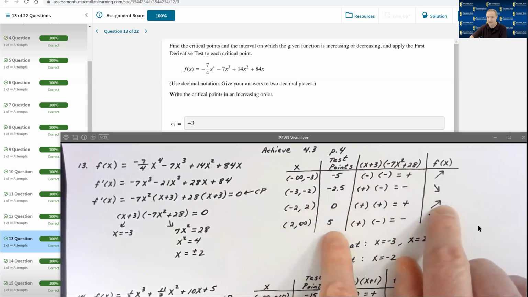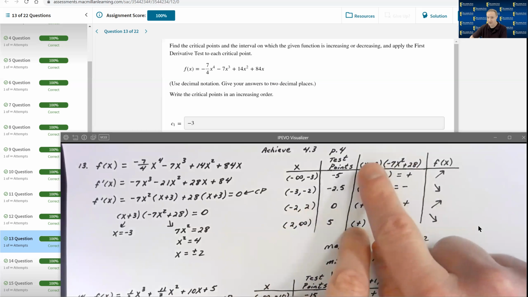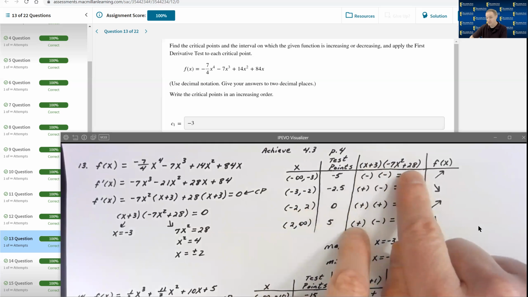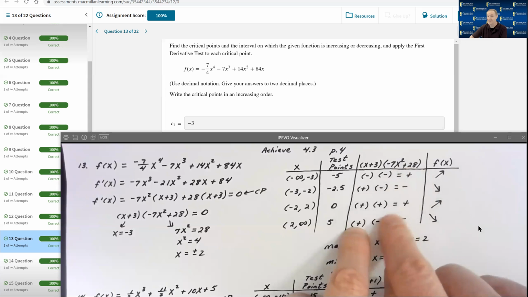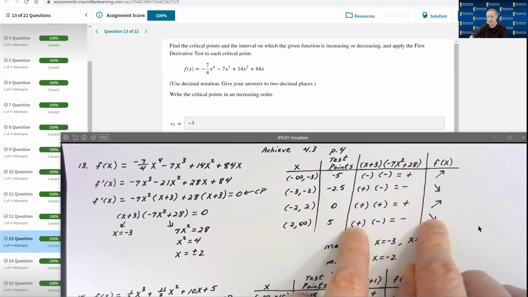Now, between 2 and infinity, I plugged in a 5. When you do that, your first factor is going to be positive. For your second factor, you would have a negative 7 times 5 squared. That's going to give you a large negative number, plus 28 stays negative. Positive times a negative is a negative. Since my first derivative is negative here, my original function is decreasing.